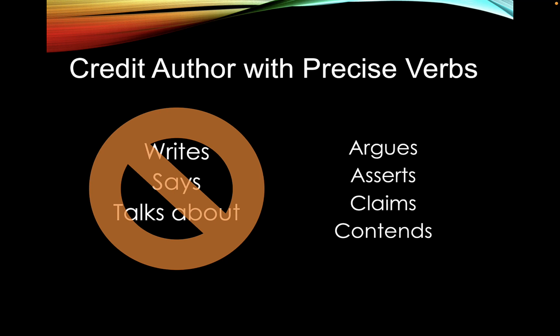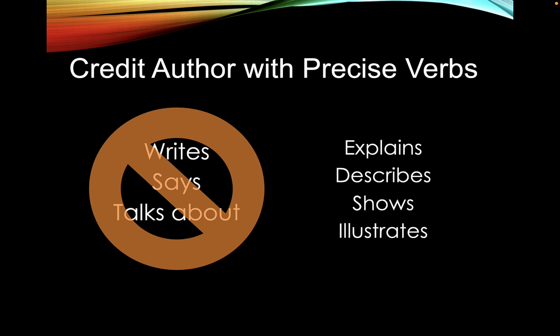If your author is simply explaining or describing something rather than arguing, we could say, she explains, then she describes, the author shows, this example illustrates. We can use these words when the author is not arguing, but is instead simply giving us information.